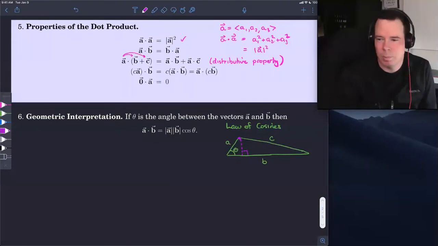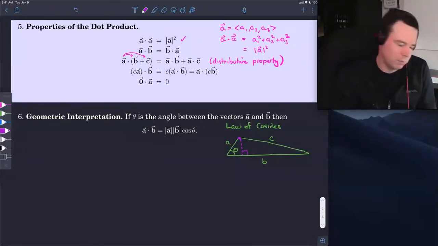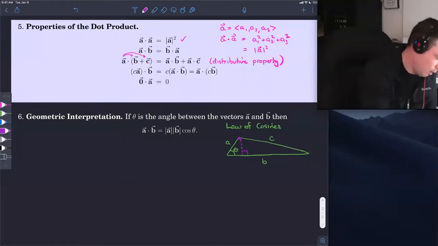The reason I've dropped this perpendicular down is because now I have two right triangles, and I can use the Pythagorean theorem on these two right triangles. So I'm going to derive the law of cosines from the Pythagorean theorem. And if it helps, we can throw a set of coordinate axes in as well.